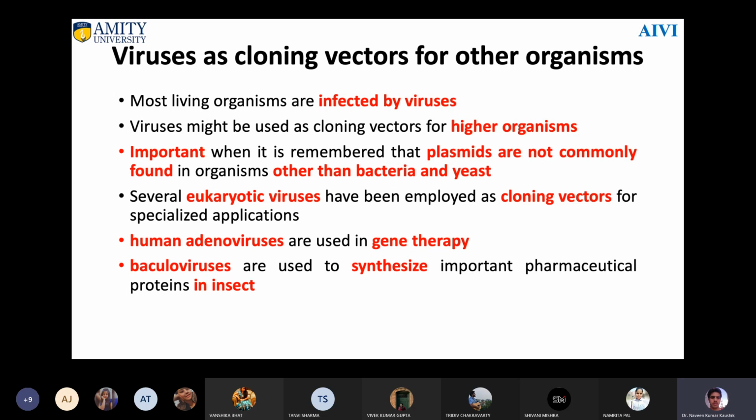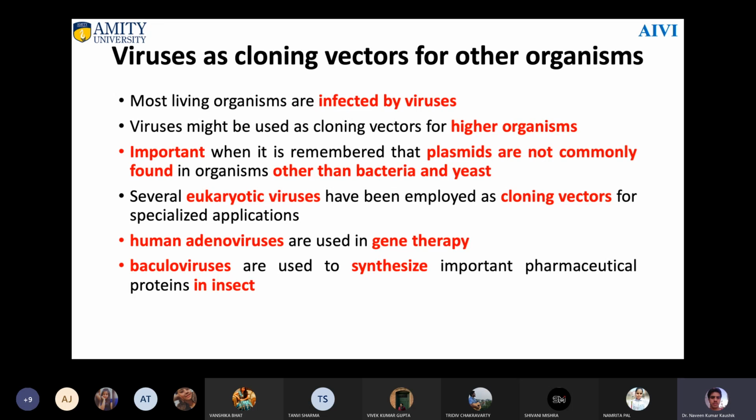Human adenovirus is a virus that is being used for DNA vaccines. The vaccines like Moderna, Pfizer and Covishield that you are taking are adenovirus based vaccines. So they contain the vector that we are talking about. That vector is developed on the basis of human adenoviruses. And other viruses, the baculovirus. So many viruses are there.